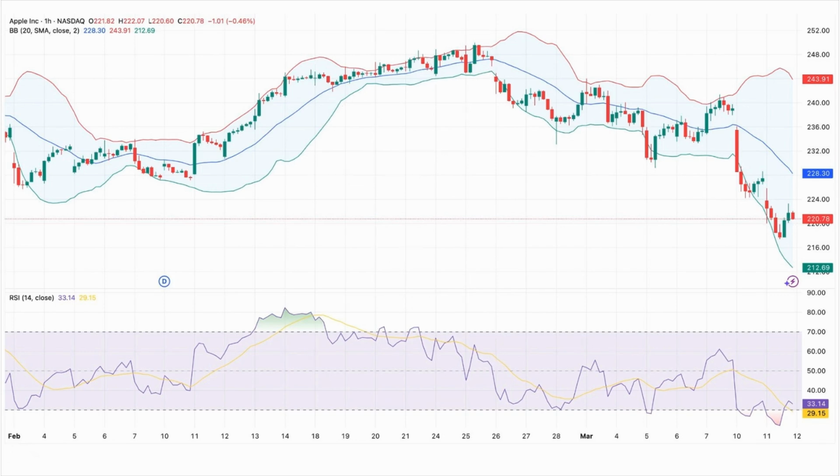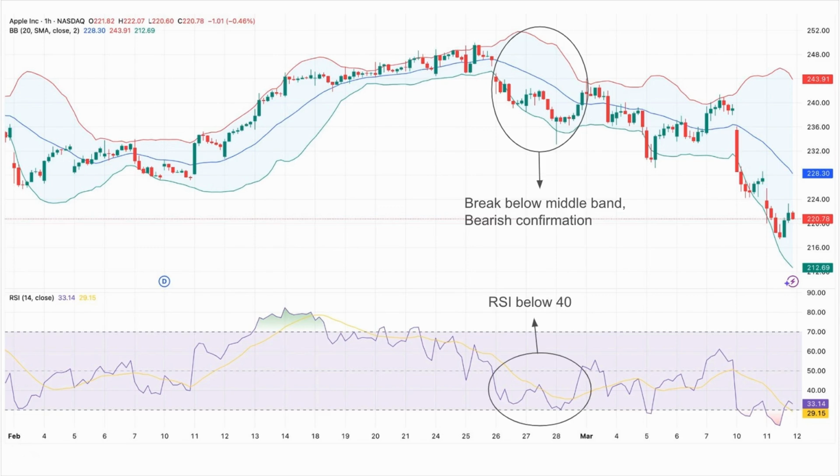During February 26th and 28th, AAPL decisively broke below the middle band, confirming bearish momentum. The price then tested the lower band, reinforcing selling pressure. Bands widened as volatility increased. RSI dropped below 40, indicating bearish momentum. This is a transition into a more bearish phase. The stock showed signs of shifting momentum, with a potential continuation of the downtrend.